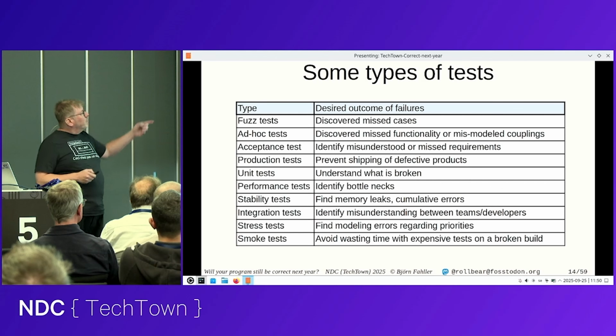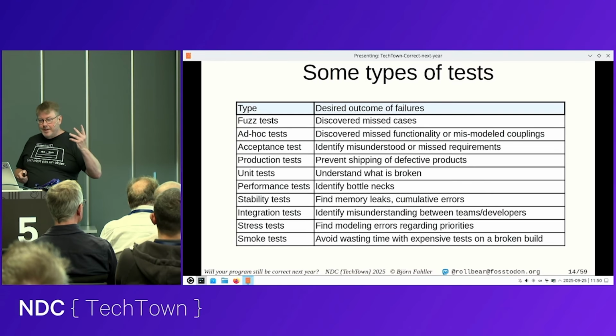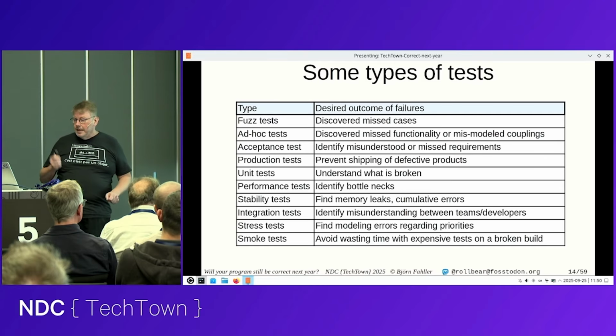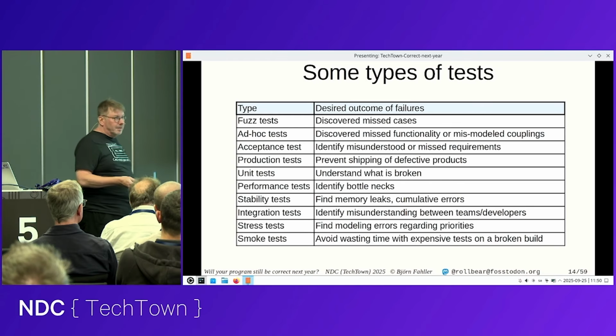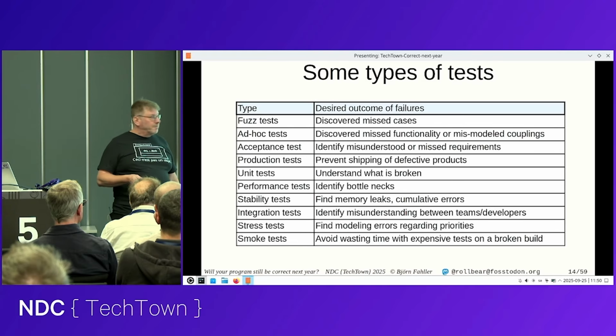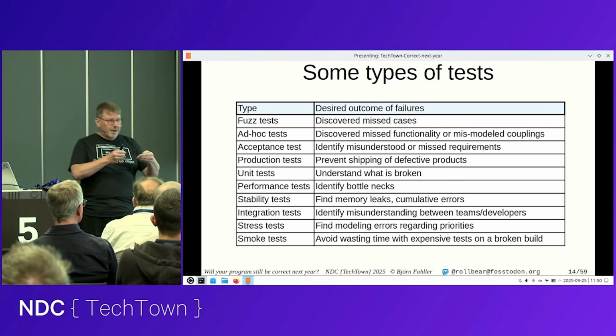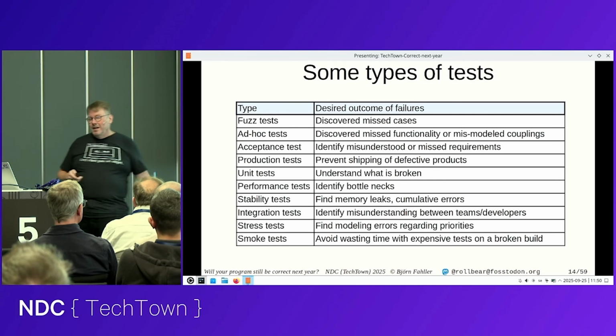Unit tests, understand what is broken. Performance tests, they identify bottlenecks so that you can do something about them. Stability tests, find memory leaks or cumulative errors. You'd be surprised with cumulative errors. Something like a slight rounding error that just grows and grows and grows over time, and after 40 hours, your program starts misbehaving. Those are fun.